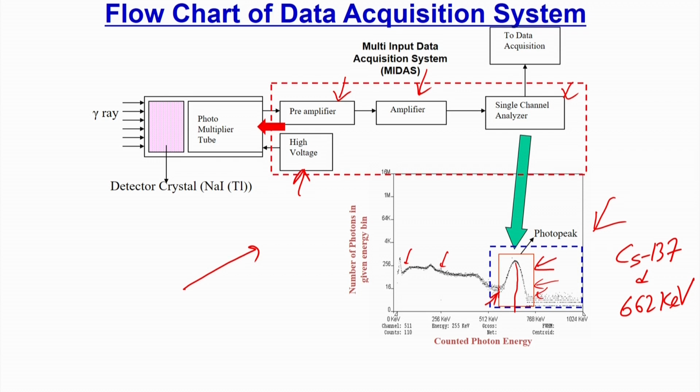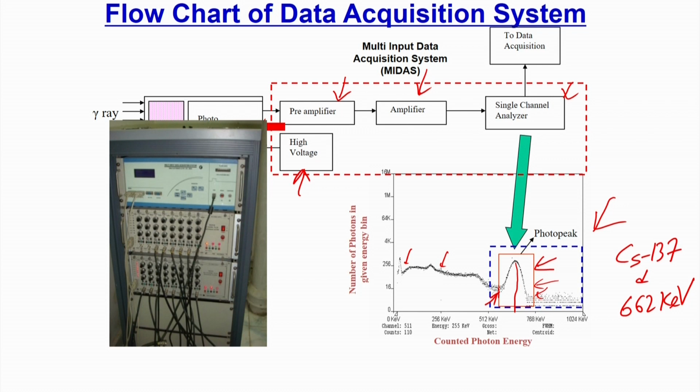Now, with the development of the electronics, earlier we used to use all these electronics separately, and that is why the system used to look very bulky. But now with modern electronics, we can accommodate all these devices in a single device, called the multi-input data acquisition system, or MIDAS. And this one unit, if you see, is called a single channel analyzer.